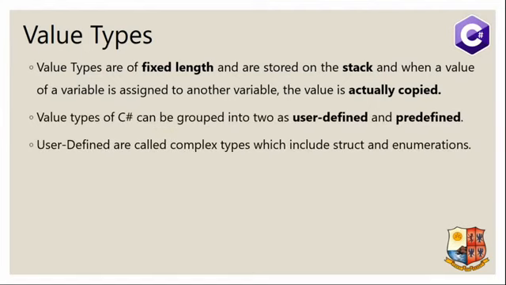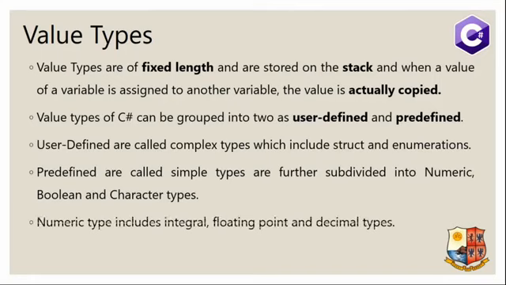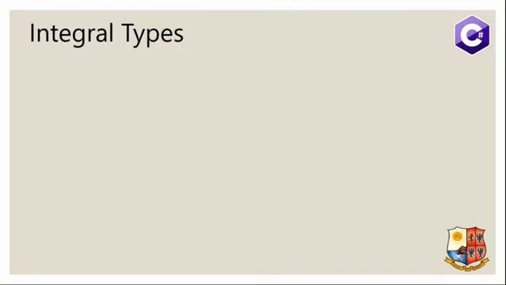User defined are a little bit complex, like structures and enumerations, not like a simple type. They are complex types which are structured and enumerations. Predefined are something which is very simple and we've been using a lot, like numbers, integer, boolean, characters, all these things. Simple ones. Numbers like integer, float, double, decimal, etc. Okay, let me just quickly go through the types which we have.